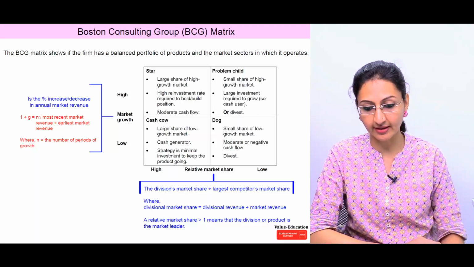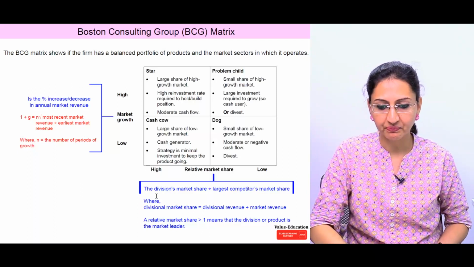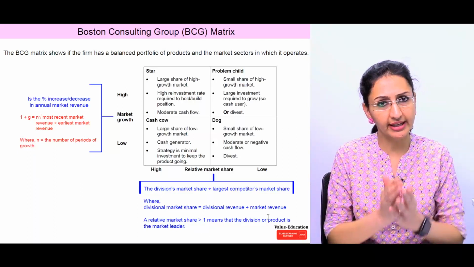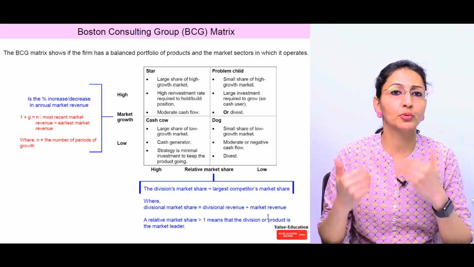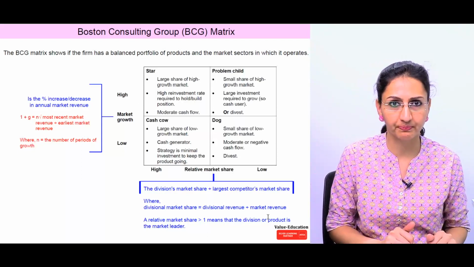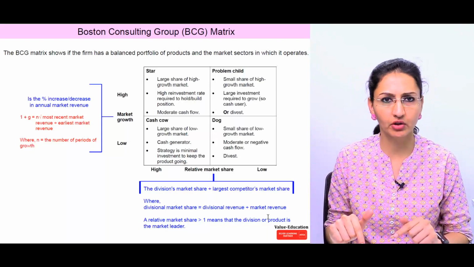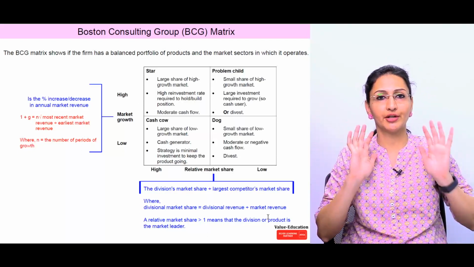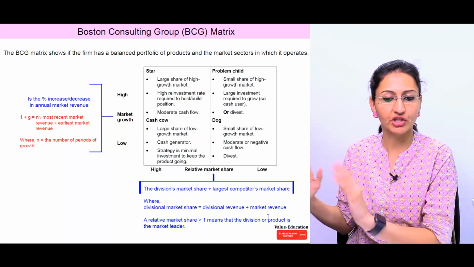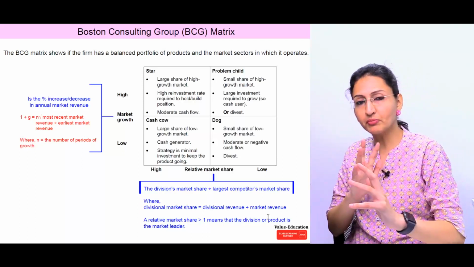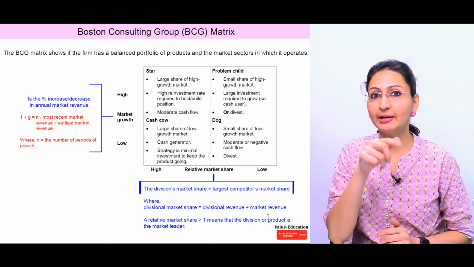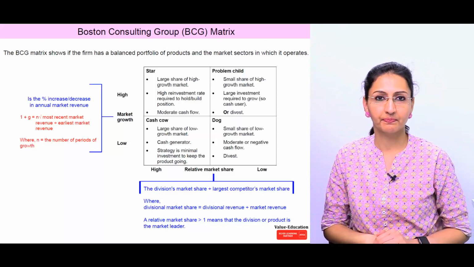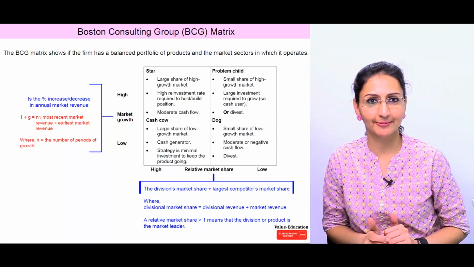Now very carefully see this point. For divisional market share, the total market revenue should be in the denominator, and the division's revenue should be in the numerator. That gives you divisional market share. So out of 100, if the division's revenue is 20, divisional market share comes out to be 20 upon 100, which is 20%. That's divisional market share. Now what is relative market share? Now you have 20%. What is the largest competitor's market share? Let's suppose he has 80% market share.